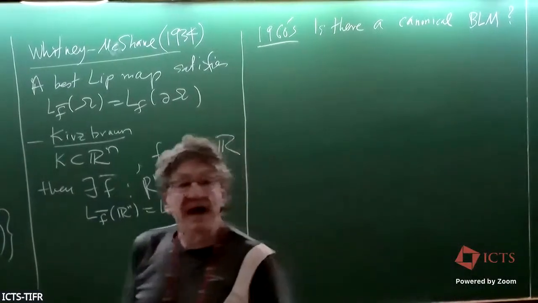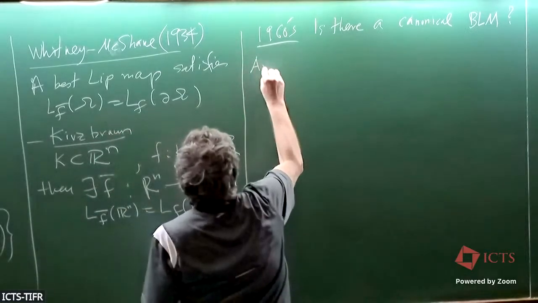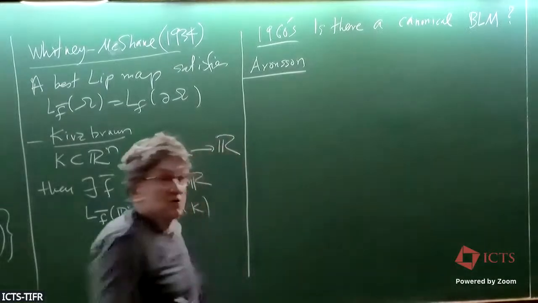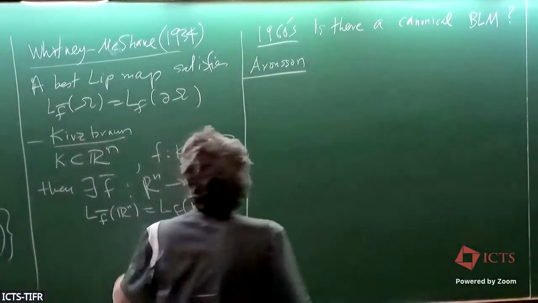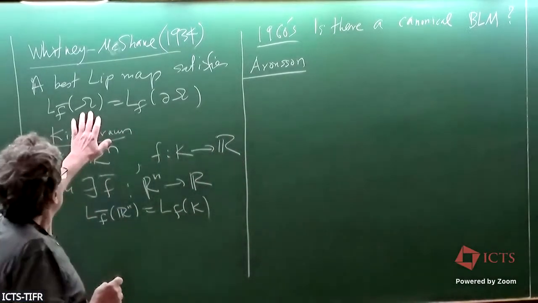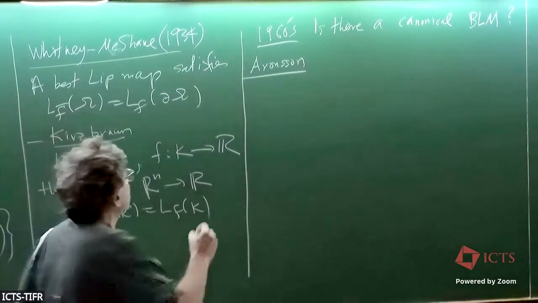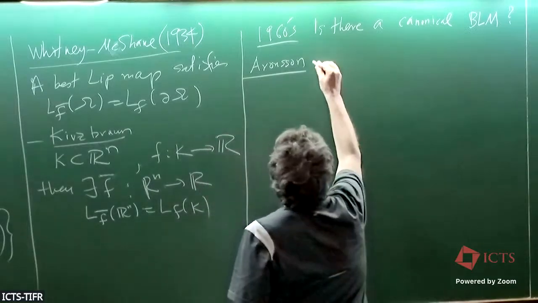So there was an analyst named Aronsson in the 60s who did the following. And this will answer your question about the generality. So this could be M, could be any manifold in this case, but I'm going to state it still for R^n.